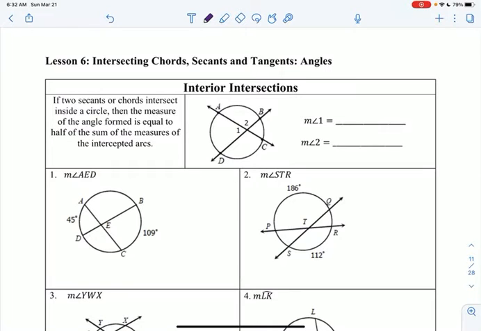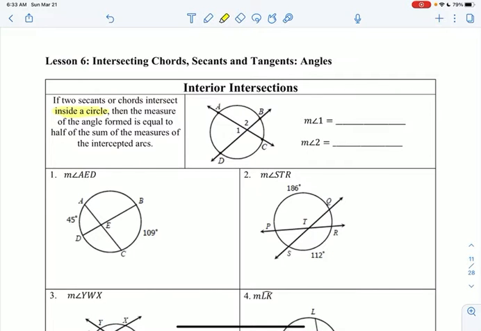Hi geometry classes, this is the circle unit lesson 6 and today we're going to talk about intersecting chords, secants, and tangents and the angles that are formed by them. So our first rule is, if I have two secants or chords that are intersecting inside a circle, so that's going to be important because we're going to do some in a minute that are going to be outside a circle, then the measure of the angle formed is equal to half the sum of the measures of the intercepted arcs.